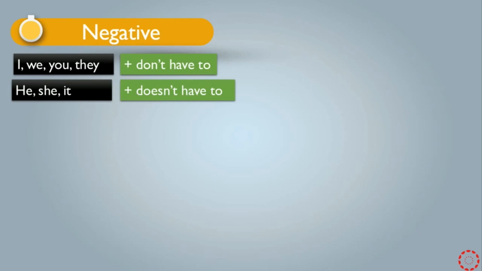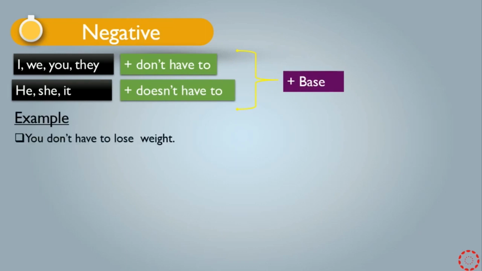We don't use has to here because we have doesn't. If we have doesn't, we don't need to use has to, so doesn't has to is incorrect. You have to say doesn't have to, because doesn't takes the place of has to, and all of them are followed by a base form, which means without ed, es, ing or the past form. For example, you don't have to lose weight. As you see, don't have to, because our subject is you, and lose should be base.